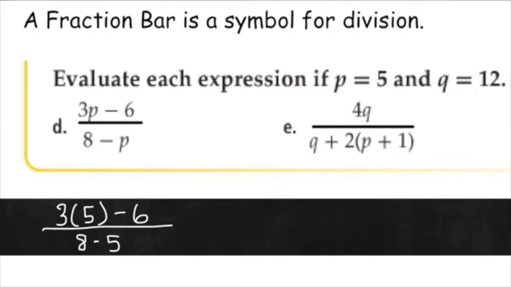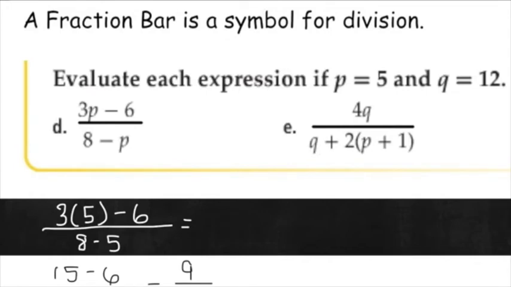Knowing PEMDAS, I'm going to do the top first. Let me switch my color pen so it shows up. We got 15 minus 6 all over 8 minus 5. Just working top to bottom. We're going to be doing 9 all over 40. Oops, I stand corrected. That is supposed to be a subtraction. So let's just rewind here and erase that.